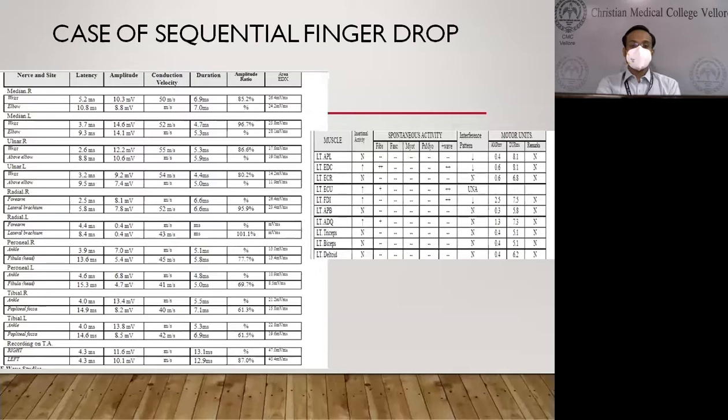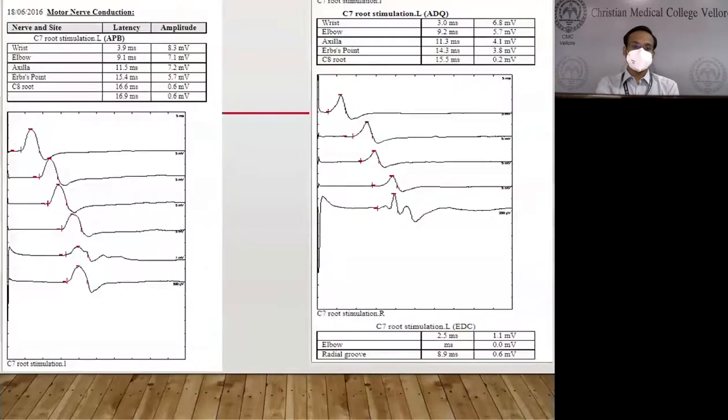So the EMG initially showed some denervation in the extensor digitorum communis, the EDC, the ECU, FDI, all of them. So the question was whether he had an MMNCB. He had come 6 months into the illness. December 2015 was when he started noticing this. June 2016 is when he had come to us.